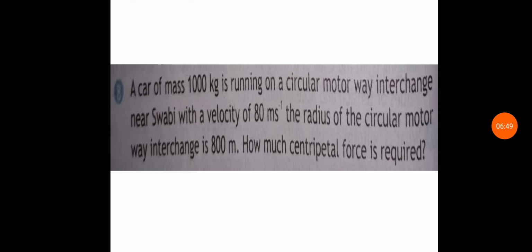Numerical number 8. A car of mass 1000 kg is running on a circular motorway interchange near Swabi with a velocity of 80 meter per second. The radius of the circular motorway interchange is 800 meter. Here you notice that mass is given, velocity is given, and the radius is given, and how much centripetal force is required.